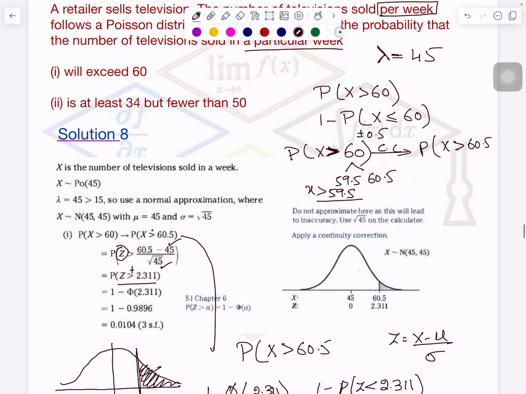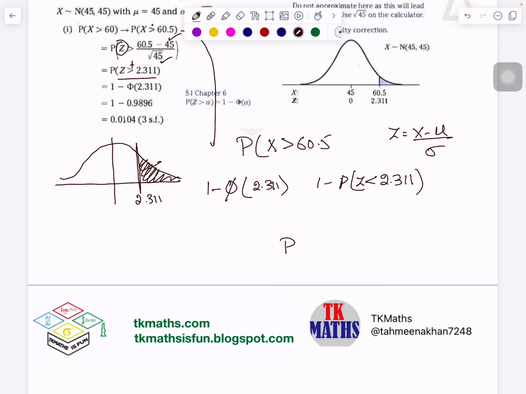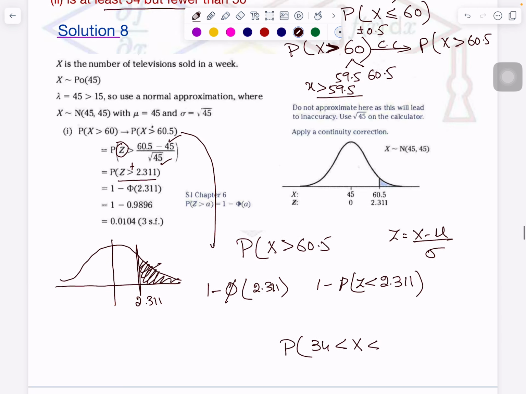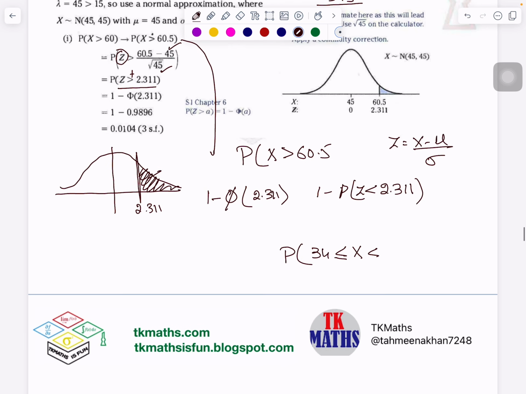Now part 2 is at least 35 but fewer than 50. What does this mean? It means you have to calculate the probability which is greater than 34, at least, equal to sign will also come, and fewer than 50. Now can you tell me, when you apply continuity correction, what it will become? Because that is something very important.